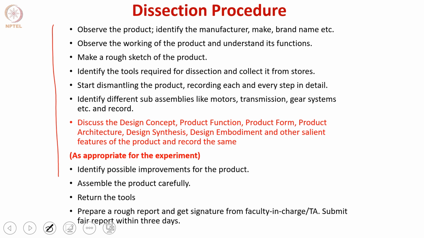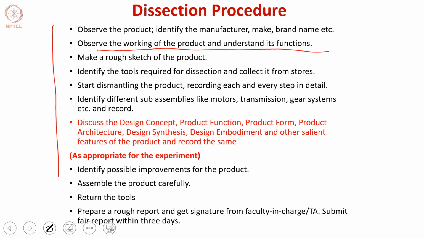And then, if possible, observe the working of the product and understand its functions. This is to understand how the product works or provides the main function it is supposed to give. It may not always be possible to operate the product, because some products are not in a position to operate because of various reasons and safety issues. So if there is a working product available, then the TA will demonstrate that product to you.